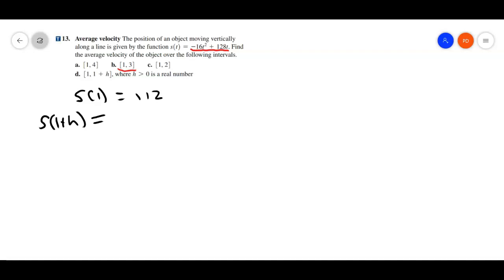What you have to do is, everywhere you had a t, you have to substitute 1 plus h. You have to be really careful, though. So I had a t here. I had t squared. That becomes 1 plus h squared plus 128. And that t also becomes a 1 plus h. So I have to simplify this in order to do S of 1 plus h minus S of 1, rather. So I have to do this very carefully.